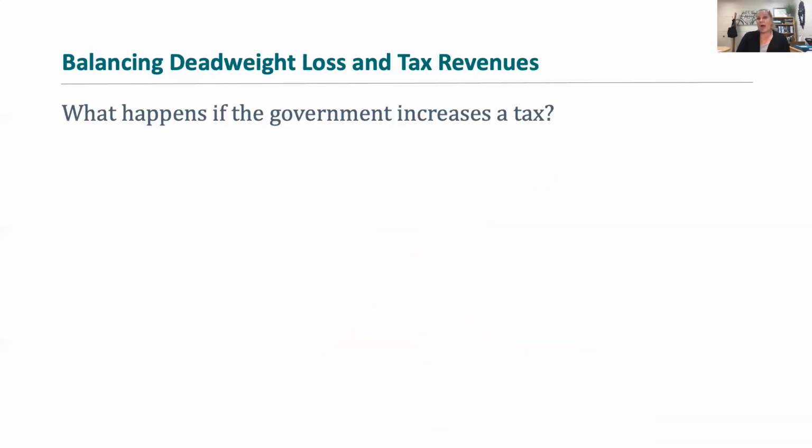So why don't we get rid of taxes? Well, we still need revenue for public services. So it's a balancing act. Governments have to decide whether they benefit more from a tax or whether it costs them more. In other words, they're looking at the balance between tax revenue and deadweight loss. There's a trade-off here. Every time we raise tax revenue, we also raise deadweight loss.